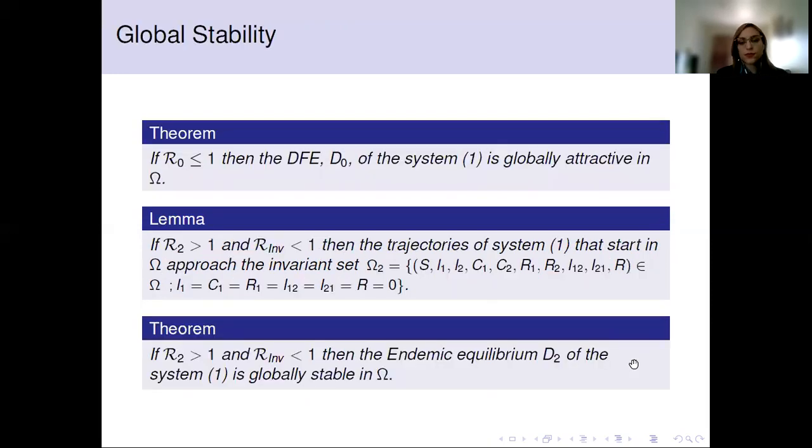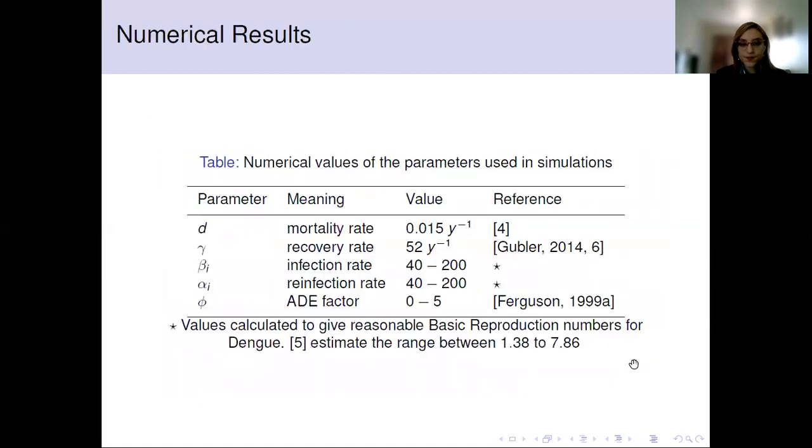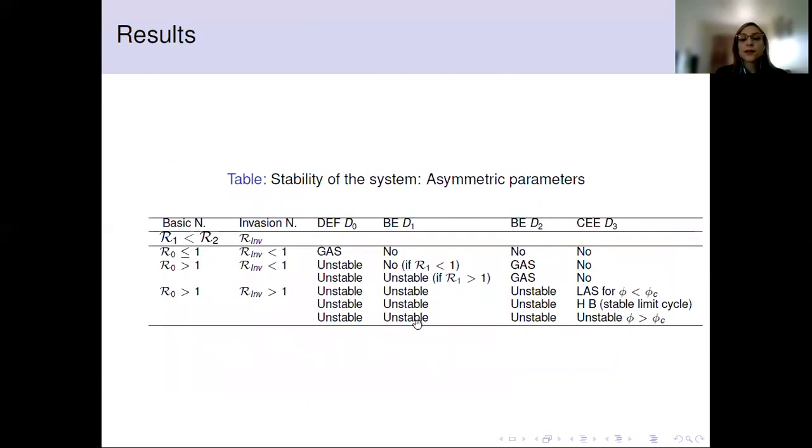Also, we have other mathematical results about this model. We show the global stability of the disease-free equilibrium using Lyapunov functions. Sorry. So this is a small summary of our mathematical results, showing when equilibria exist or not, when they are unstable, locally stable or globally stable.